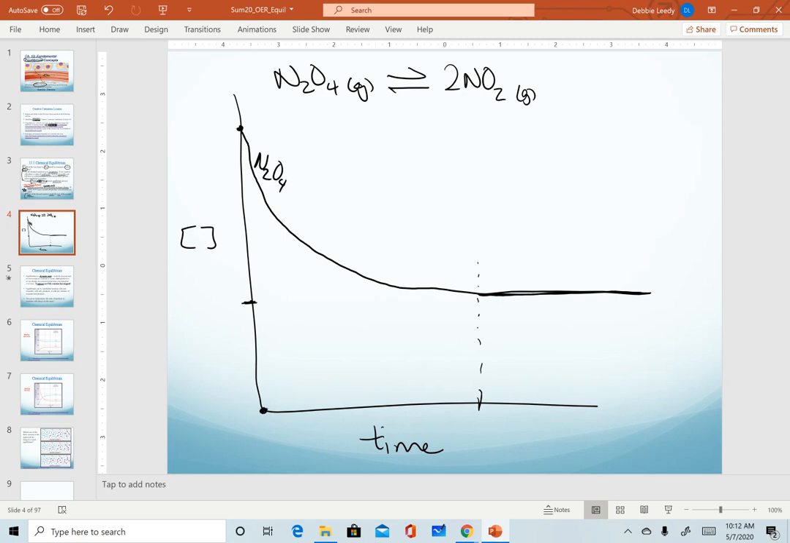For my NO2, of course, that's going to increase fairly steeply because it has a higher coefficient. And notice that I've tried to illustrate here that again at that dotted line is about when the concentration of that substance no longer changes. So this curve that's increasing is showing our NO2. Realize the amounts of NO2 and N2O4 are not the same when they've leveled off, but the concentration of each one no longer changes.